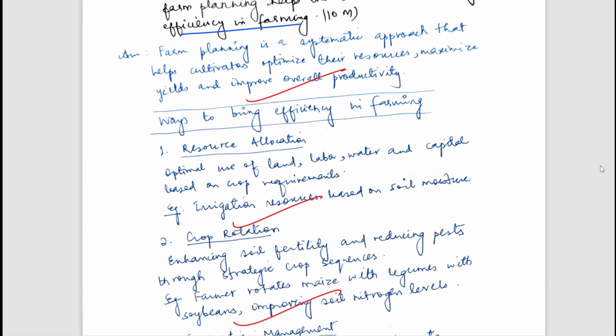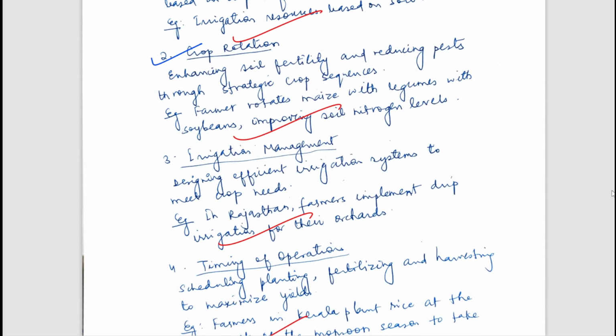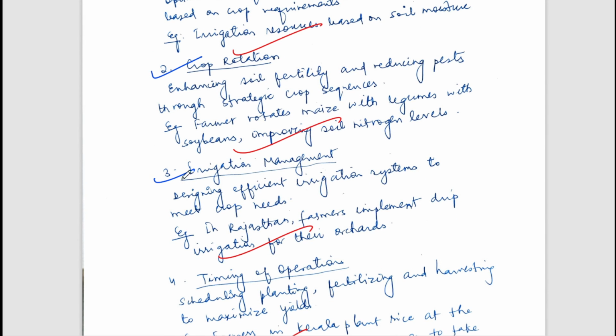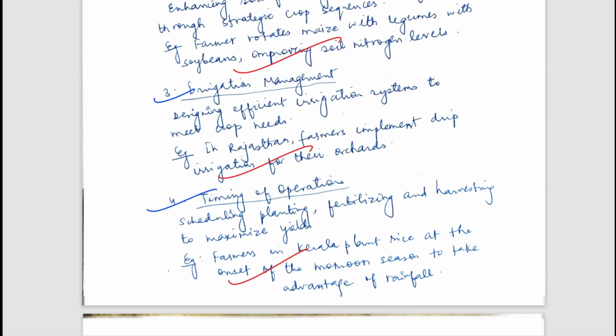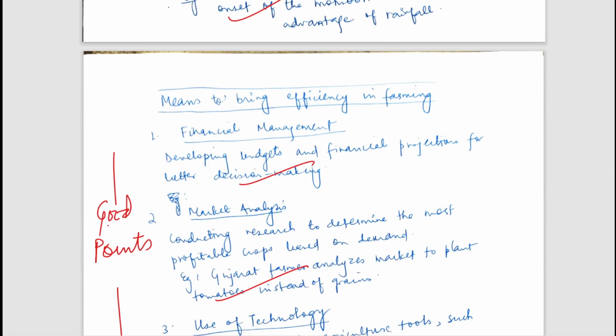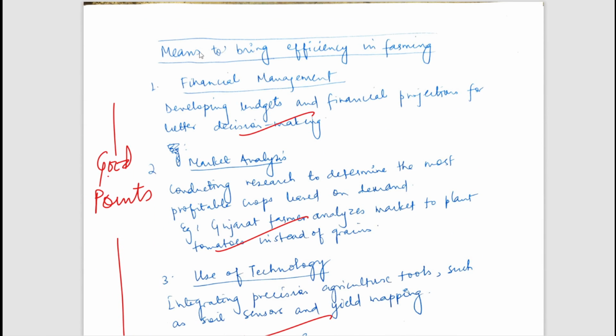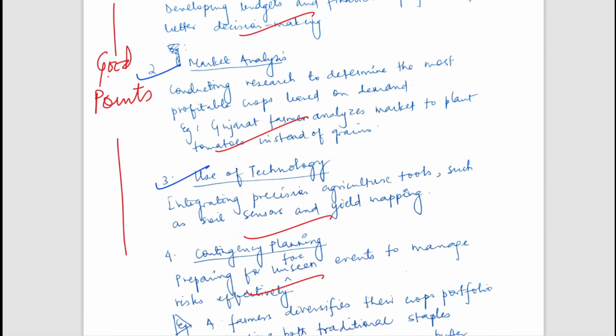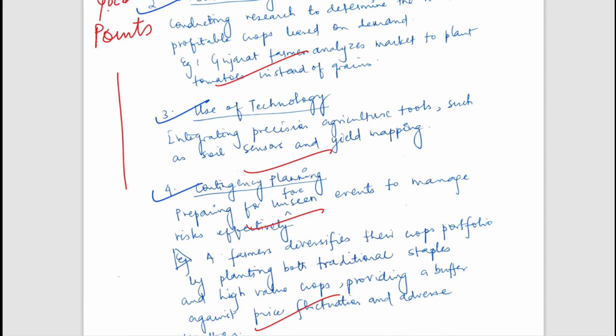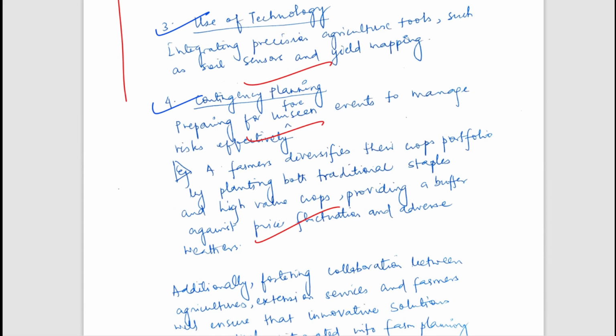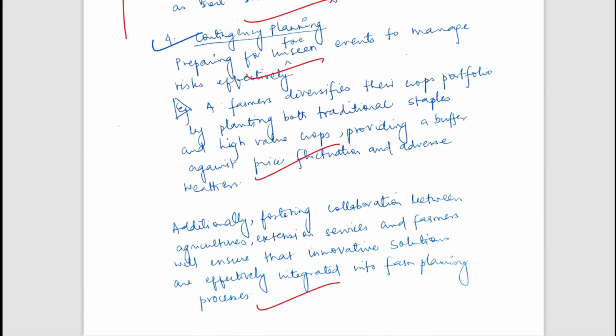Obviously, through farm planning we can do resource allocation, we can do crop rotation which can enhance productivity, we can do irrigation management, we can fix a particular time of operation which will reduce wastage and increase yields. Everything can be done. And what are the means to bring efficiency in the farm? We can do financial management, market analysis, use proper technologies, do contingency planning, and be ready for risk. So those are well written points.